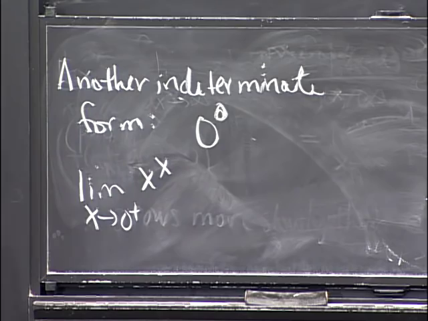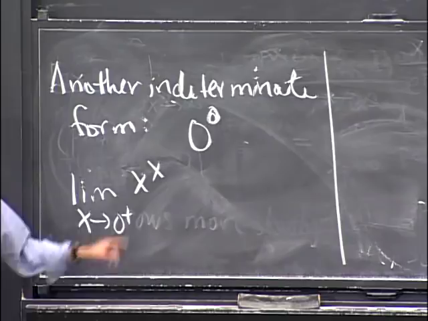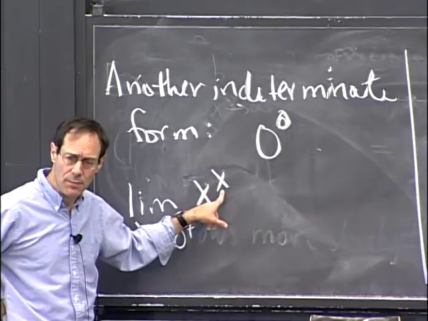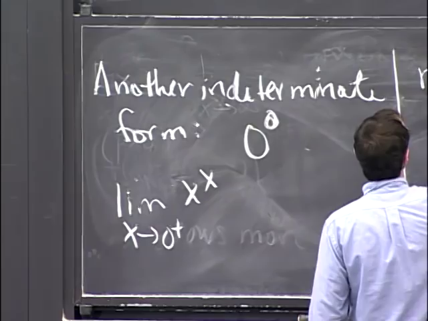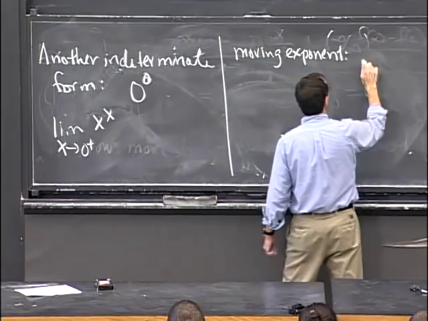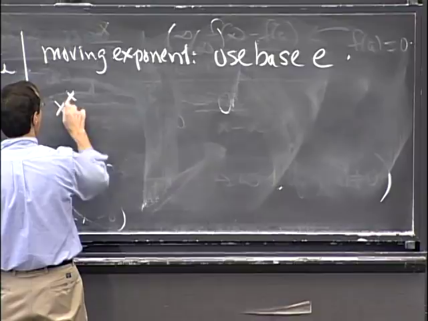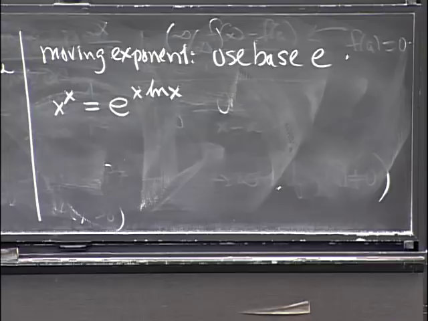Now, in order to work out what's happening with this one, we have to use a trick. And the trick is that this is a moving exponent. And so it's appropriate to use base e. This is something that we did way back in the first unit. So since we have a moving exponent, we're going to use base e. That's the good base to use whenever you have a moving exponent. And so we rewrite this as x to the x is equal to e to the x log x. And now, in order to figure out what's happening, we really only have to know what's going on with the exponent.